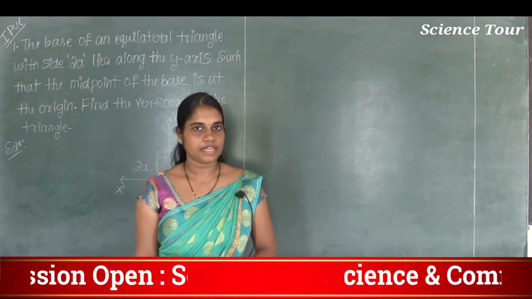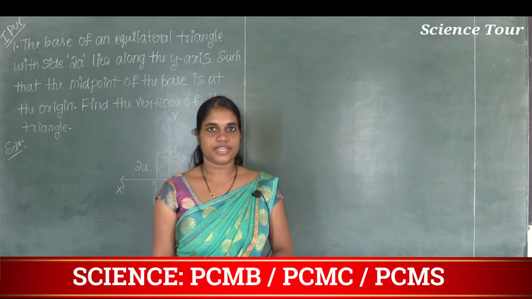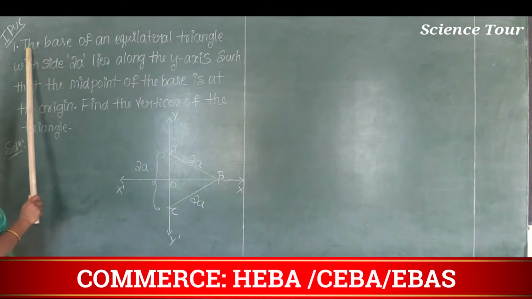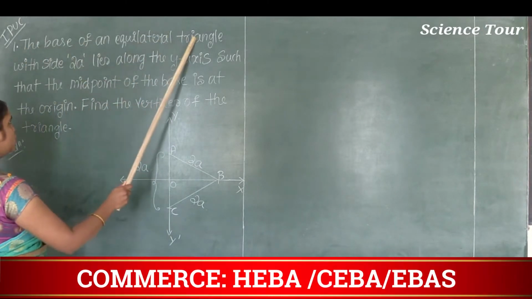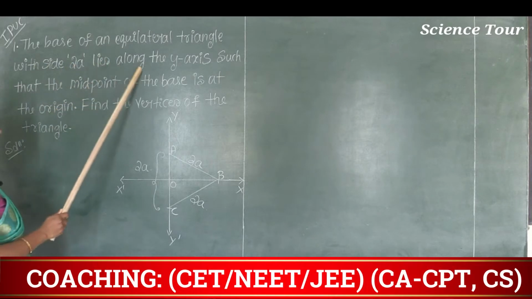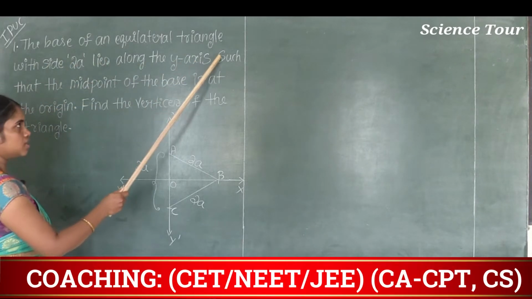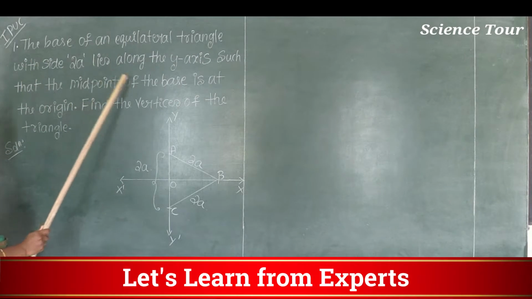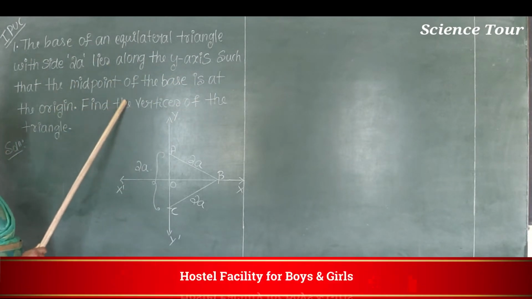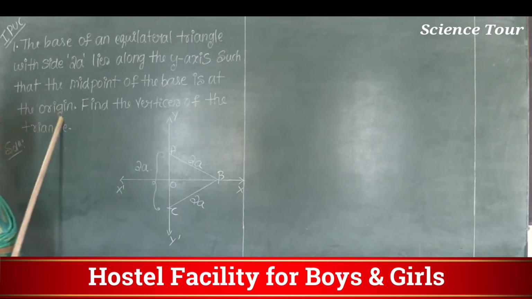In today's session, we'll continue the problems from straight lines. So the next problem: consider the base of an equilateral triangle with the side 2A lies along the y-axis such that the midpoint of the base is at the origin. Find the vertices of the triangle.